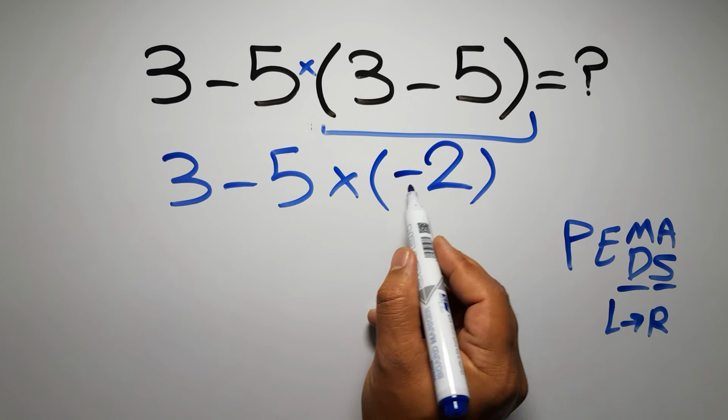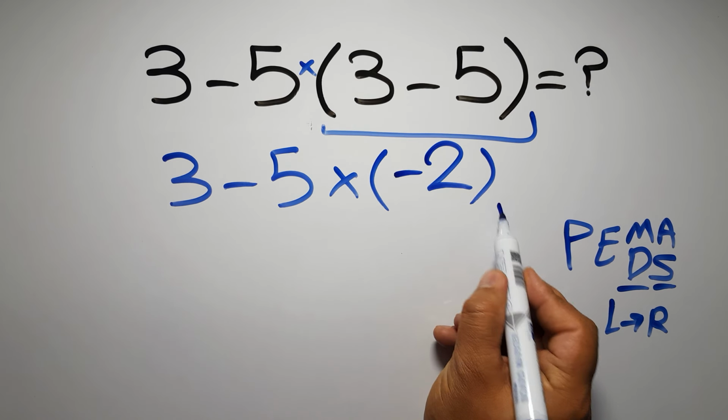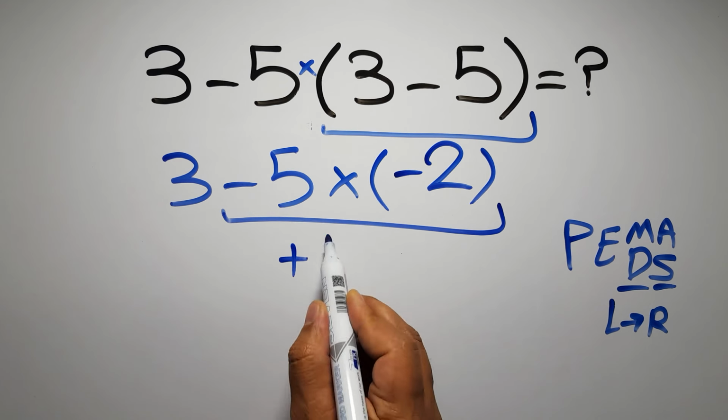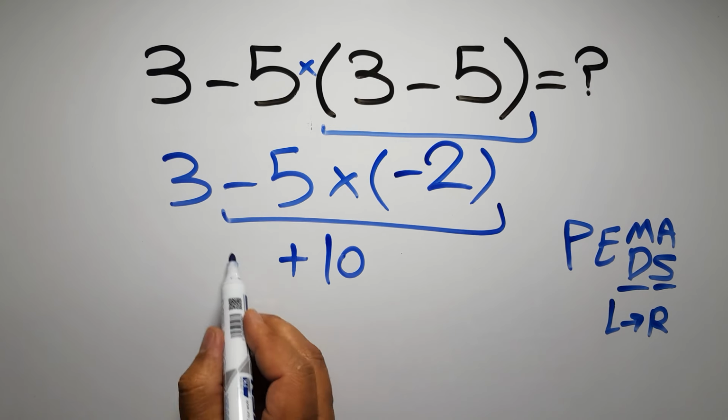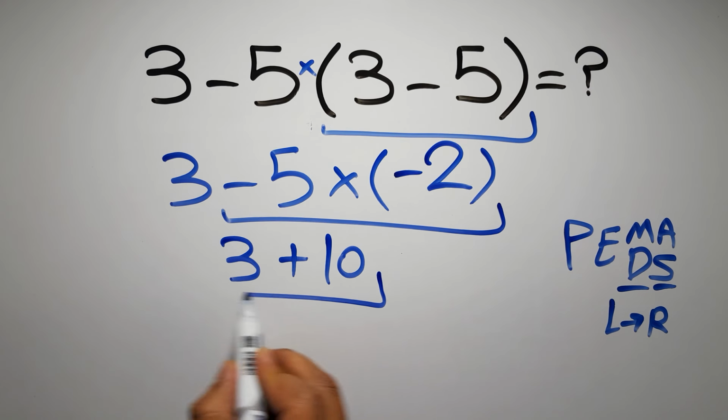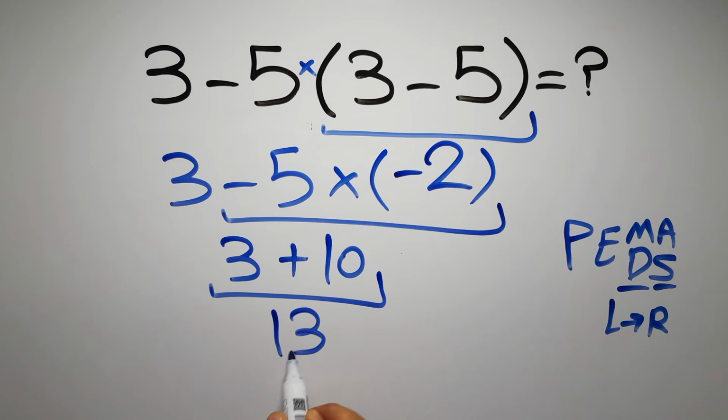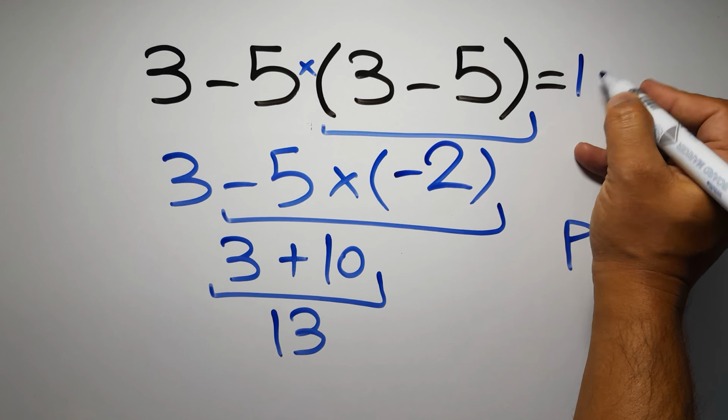Negative 5 times negative 2 equals positive 10. So we have 3 plus 10 which equals 13. And this is our final answer to this problem. The correct answer is 13.